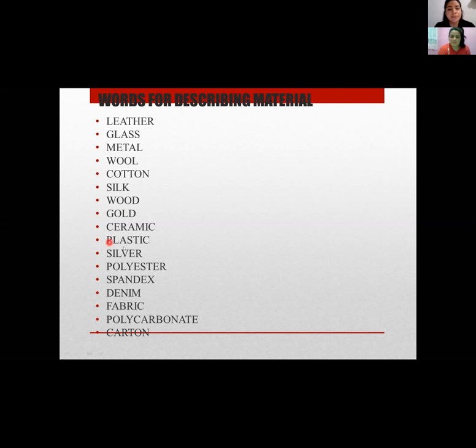Plastic? Plástico. Silver? Plata. Polyester? Polyester. From Spanish, right. Spandex. Lo mismo. Producto licrado. Exacto. Licra. Yeah, producto licrado. O así es el nombre. Spandex. All right. What about denim?